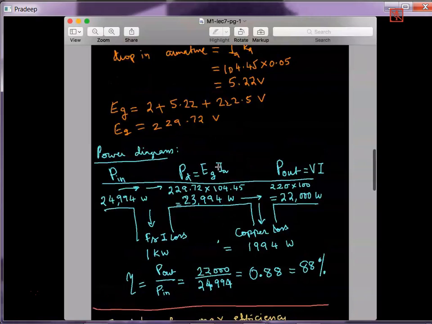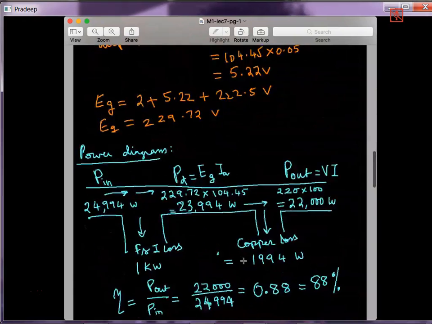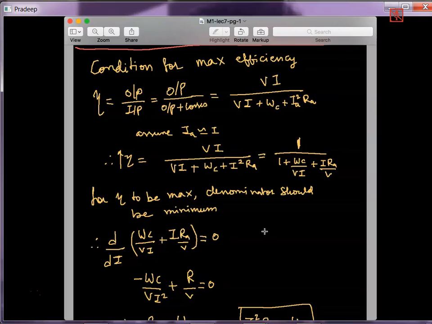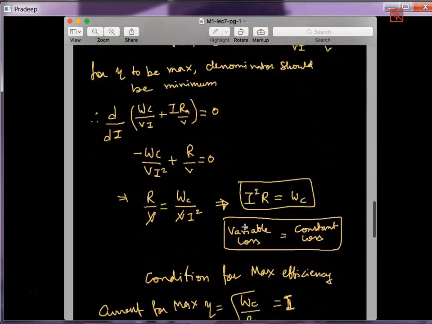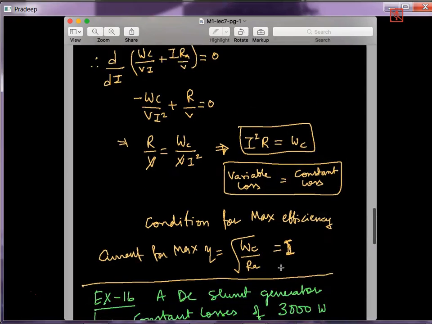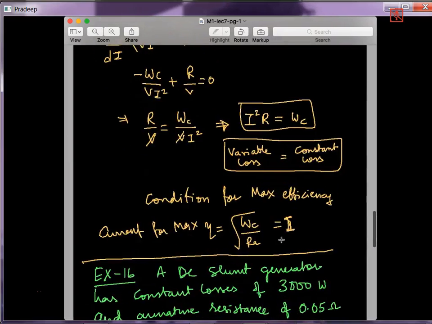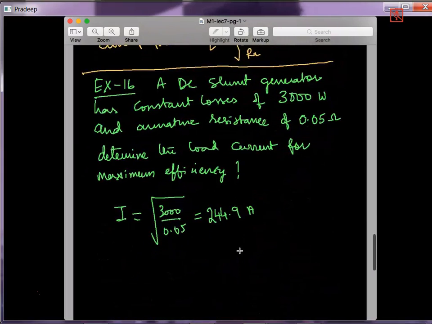You had time to review this problem after the last class. Then we had a small derivation, condition for maximum efficiency. After deriving, finally what we come to know is, if I consider variable loss equal to constant loss, then maximum efficiency is achieved. And then the current for maximum efficiency, also we had derived. So again, based on that, we had solved one small problem. So this was about one topic.